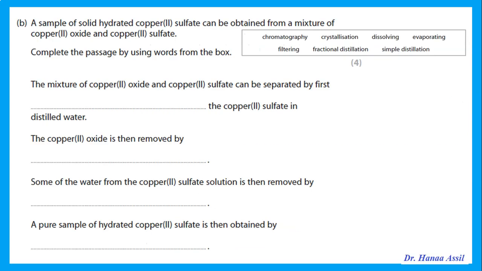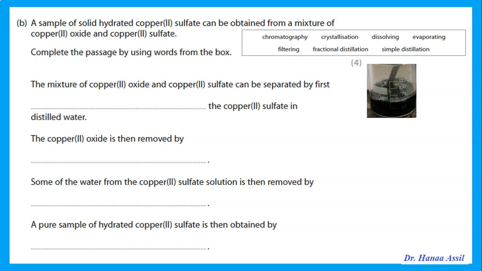A sample of solid hydrated copper sulfate can be obtained from a mixture of copper oxide and copper sulfate. So we have two solids, copper oxide and copper sulfate. We're trying to separate them in order to get the solid copper sulfate. So what do we do first? He says the mixture of copper oxide and copper sulfate can be separated by first doing what?